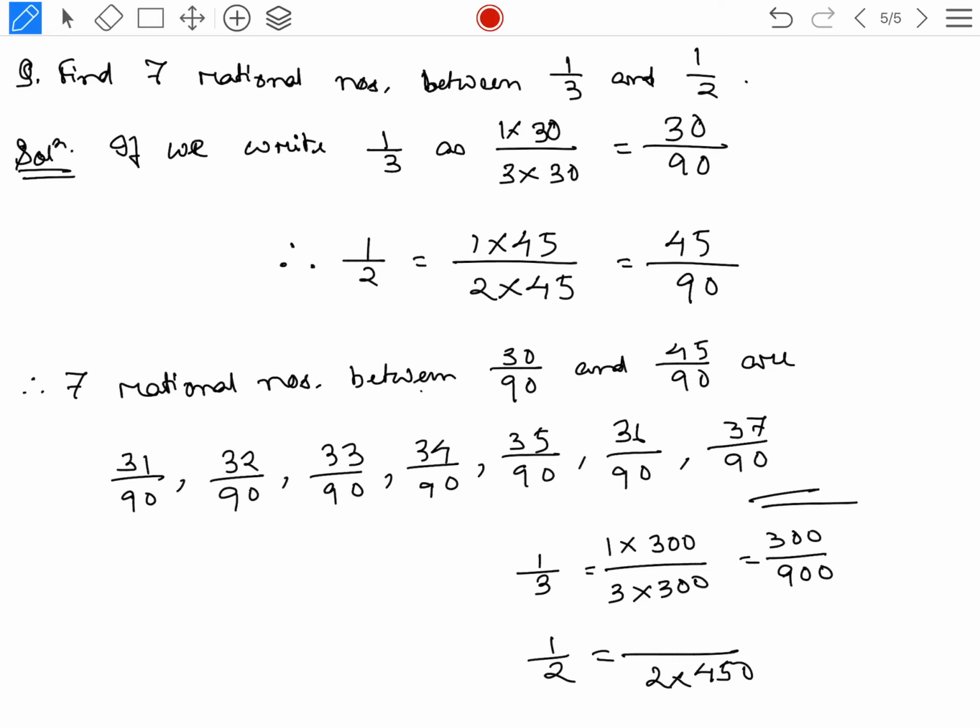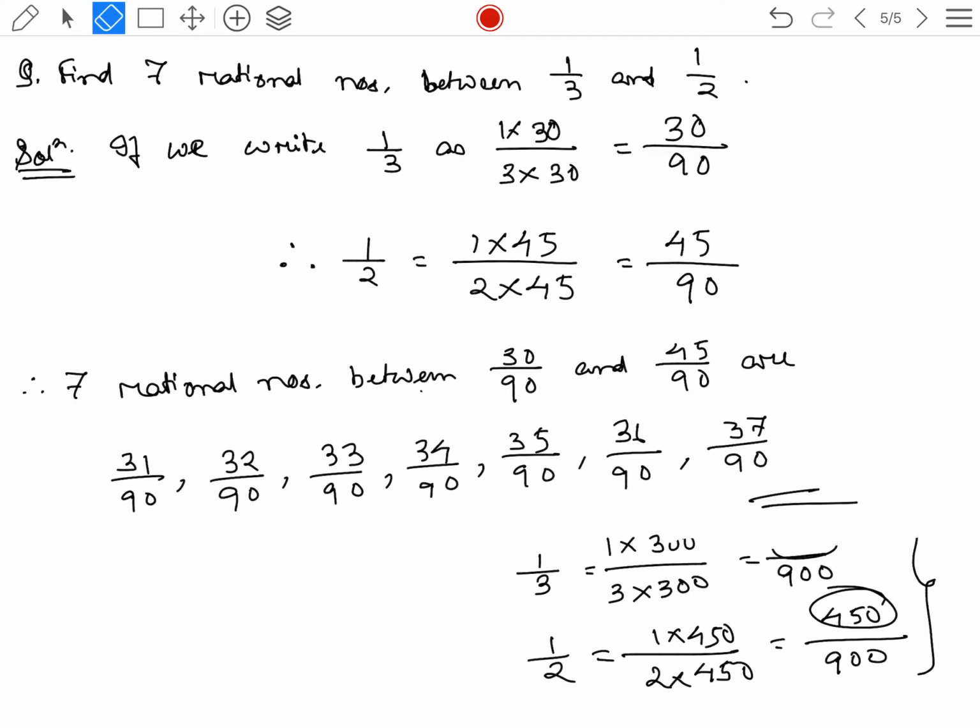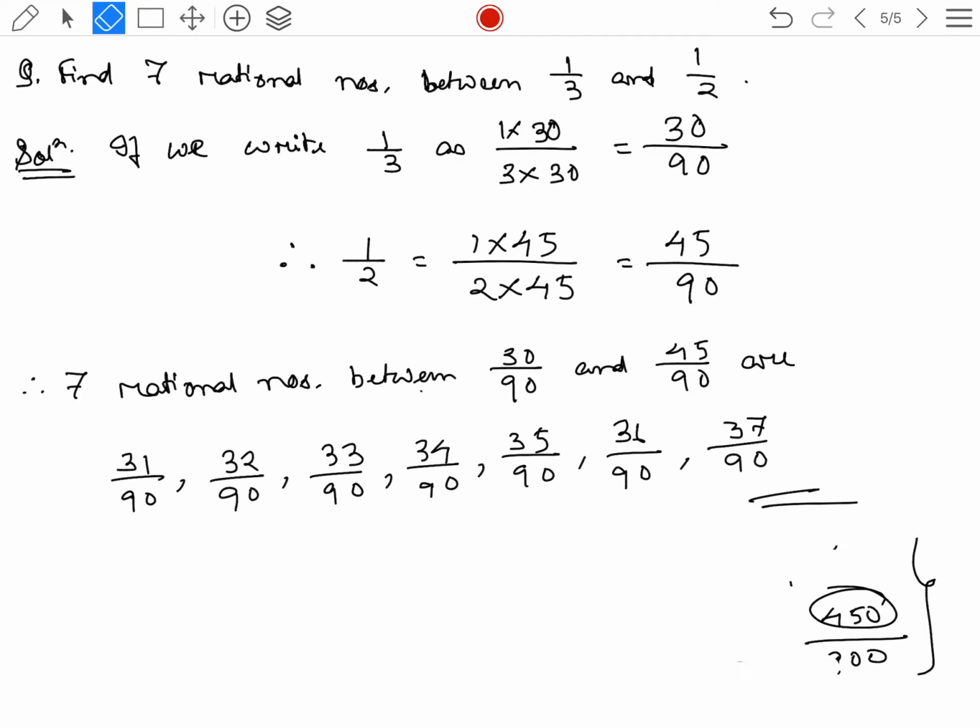Similarly, for 1 by 2, we need to make the denominator 900. Yes or no? So with 2, I have to multiply 450. So 1 also I have to multiply by 450. So it will become 450 by 900. So we need to write any 100 rational numbers between 300 and 450. So it will be easy for us. Yes or no? So this is the way that we can find many rational numbers.